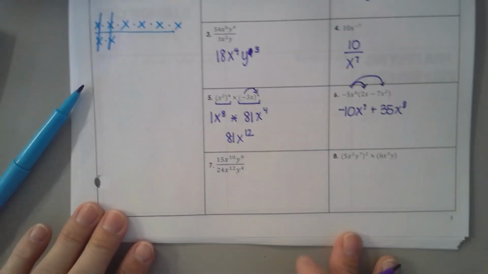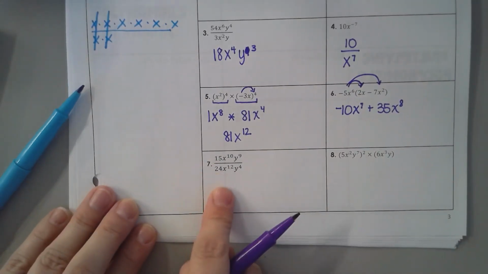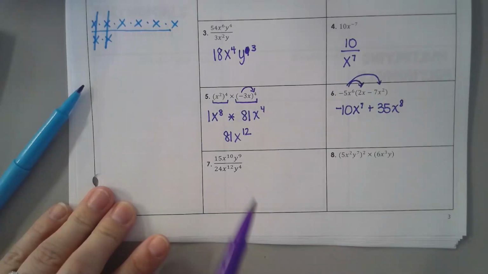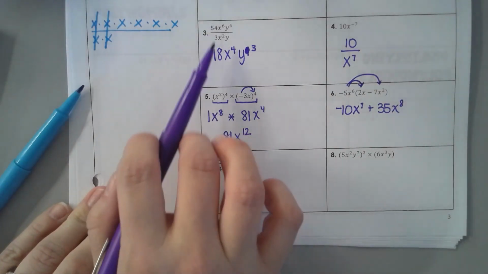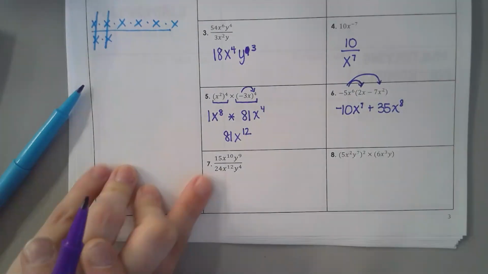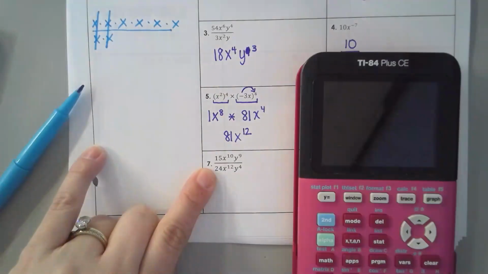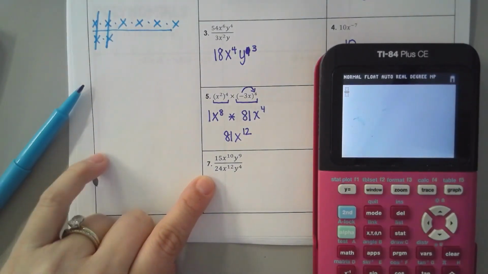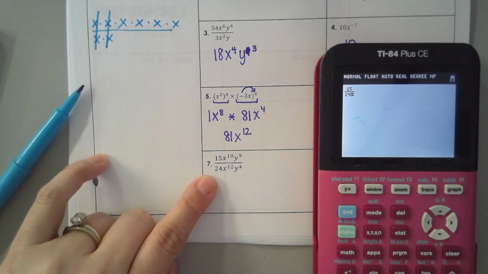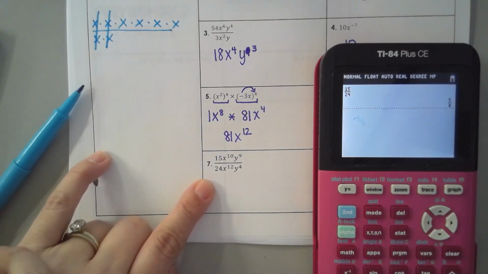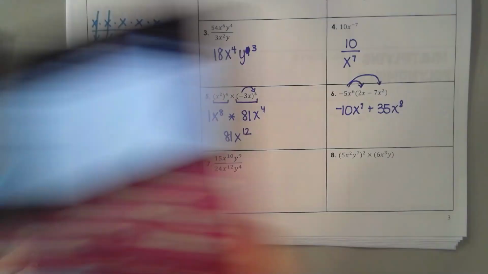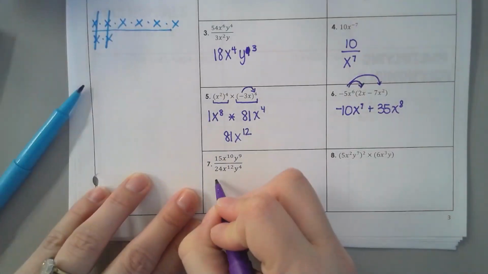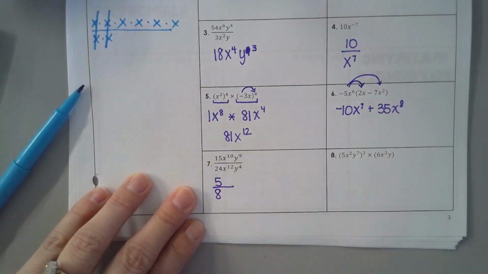All right. Number 7, here I have 15 over 24. That does not divide evenly like number 3 did, but we can still simplify the fraction. So if you go to alpha y equals and type in 15 over 24, it simplifies to 5/8 because you can divide both of those by 3.